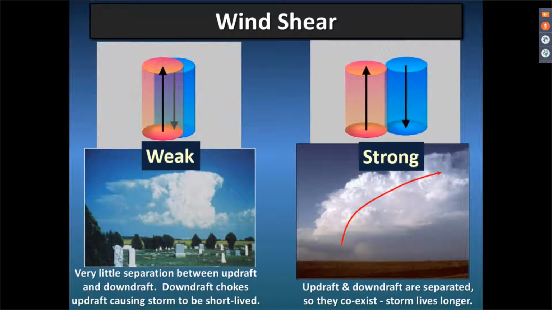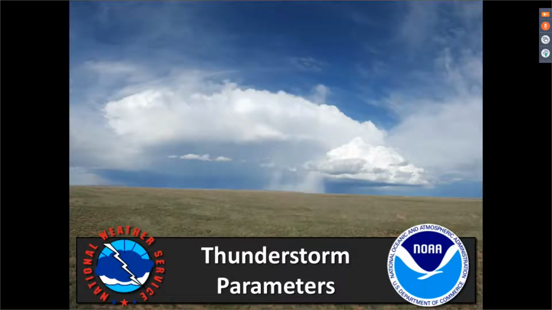be short-lived. But when you have stronger wind shear, that allows the updraft of the thunderstorm and the downdraft to be separated. And so the thunderstorm can kind of cycle for longer periods of time and last for a longer amount of time. And therefore, that's why when you have stronger wind shear, we can get those severe thunderstorms, because they last for longer periods of time. So taking all that into account, we're going to go into some more thunderstorm parameters.